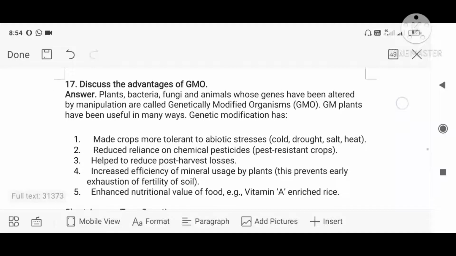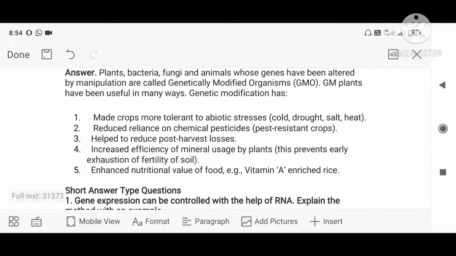Discuss the advantages of GMO. GMO advantages we have already discussed in the first part. GMO is tolerant to abiotic stresses. For crops, they are not affected by cold, drought, salt or heat. If it is too cold, if there is no water, or if there is too much salt or it is too hot, they can all grow.